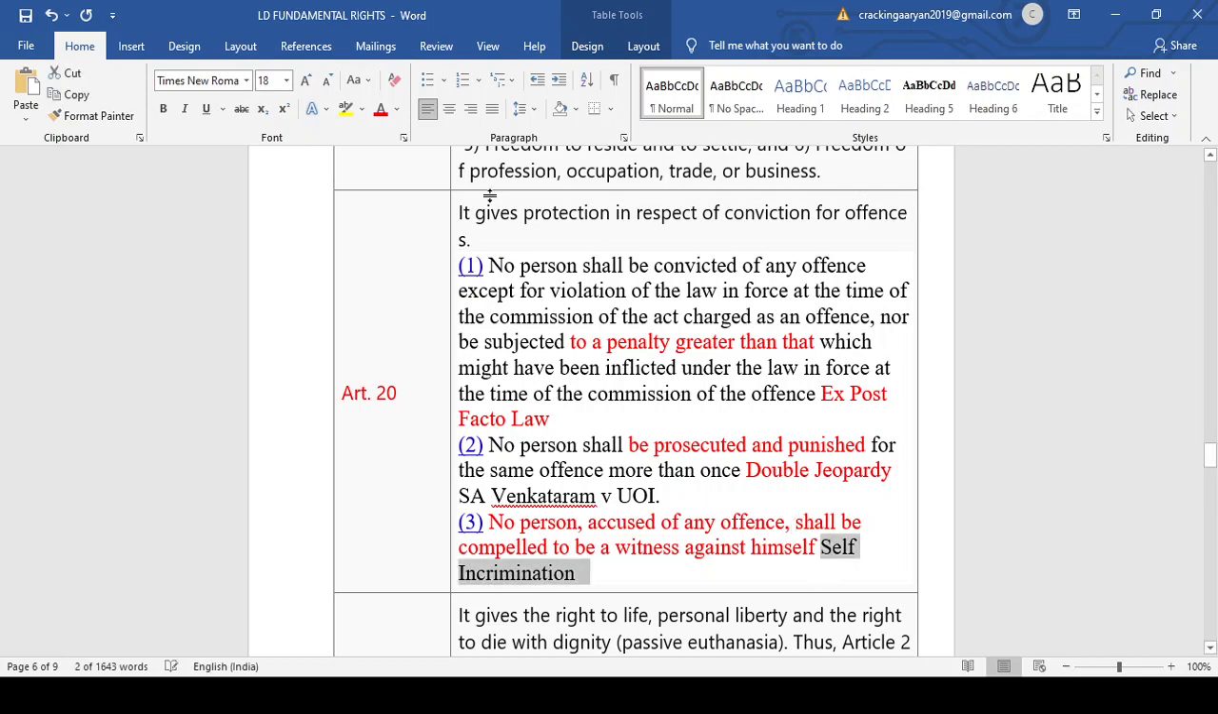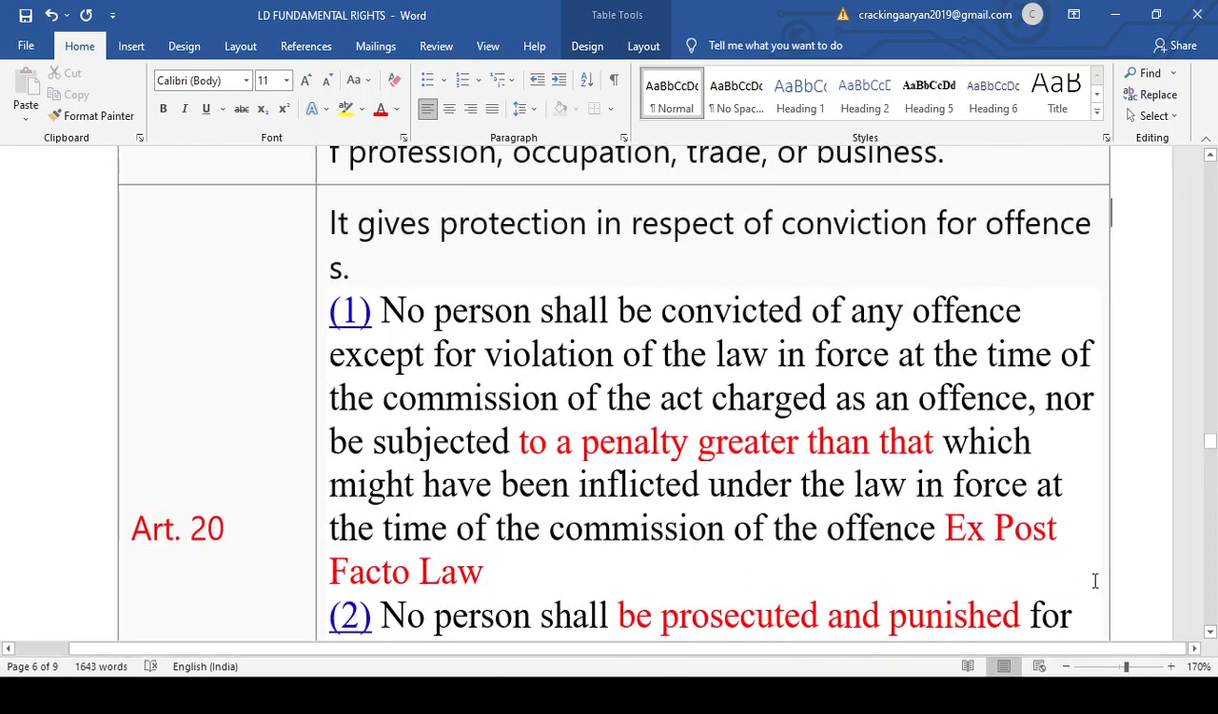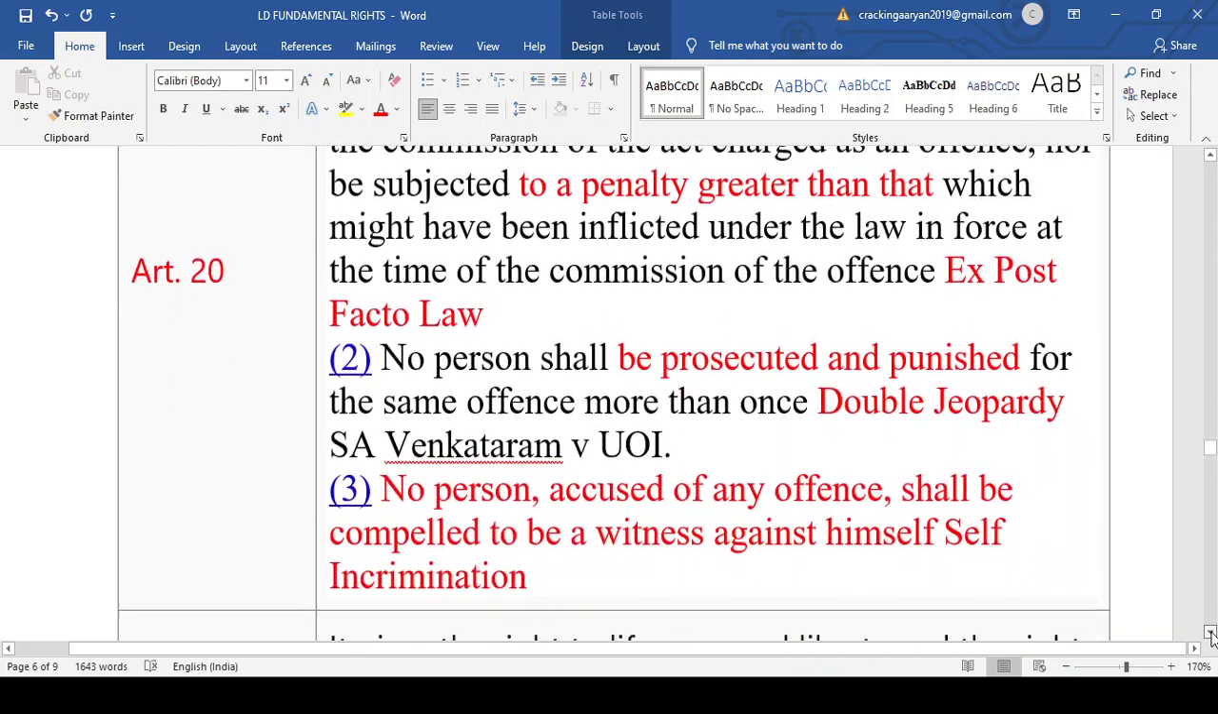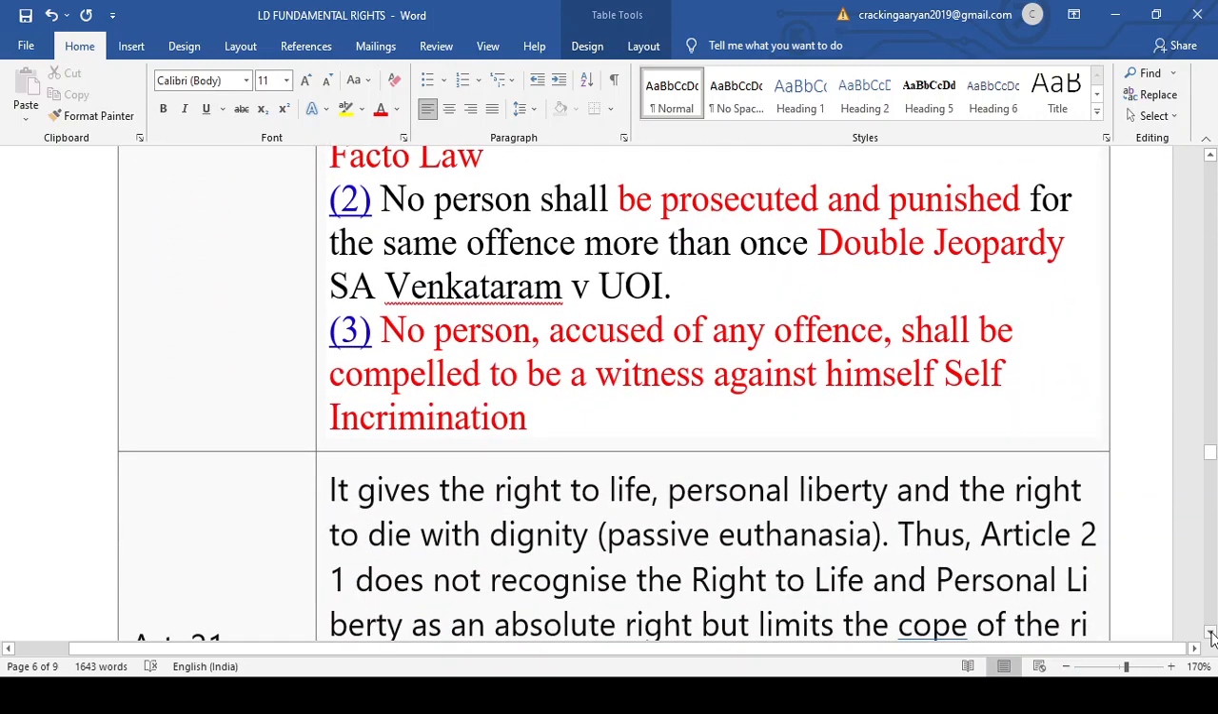That is self-incrimination. This is the theory of self-incrimination. It means if the police are interrogating you, you should not give such facts of the case or such answers that can bring a case against you. If the police are interrogating you, you are not compelled to tell all the facts related to the case that can bring a case against you. You are not liable for that. So that is self-incrimination: no person accused of any offense shall be compelled to be a witness against himself.